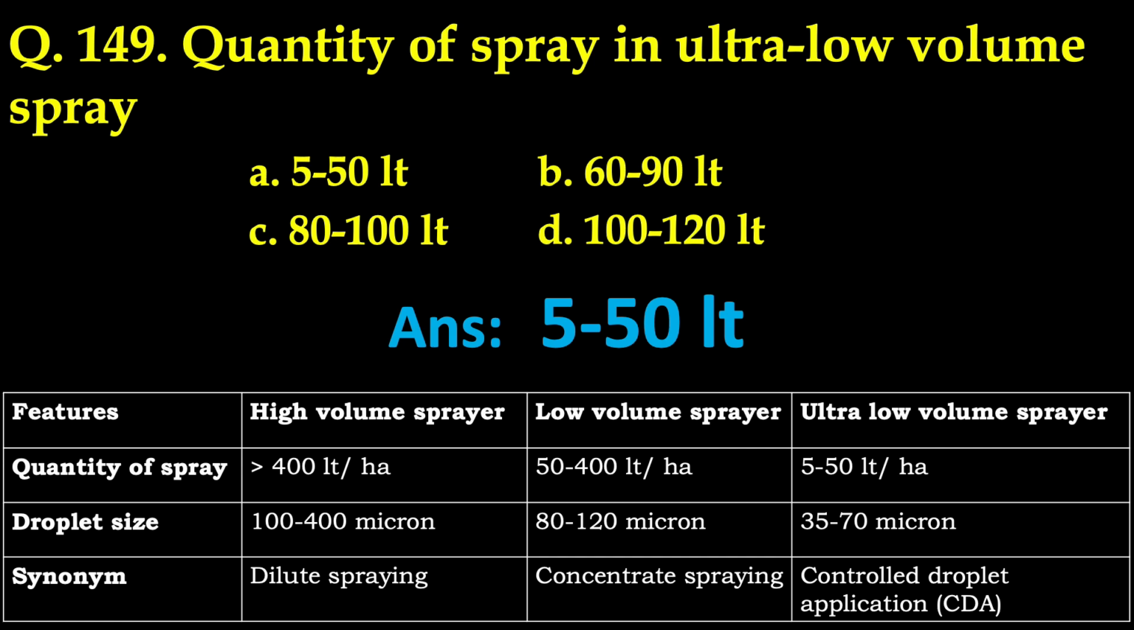And for high volume sprayer, its synonym is dilute spraying. On the other hand, for low volume sprayer, the synonym is concentrate spraying. And in case of ultra low volume sprayer, the synonym is controlled droplet application or CDA.